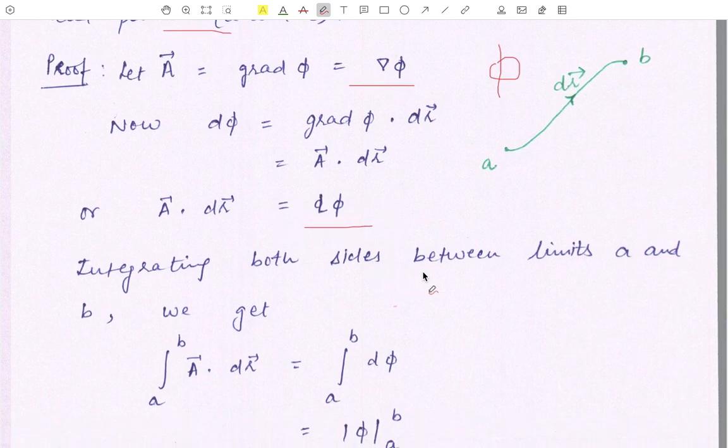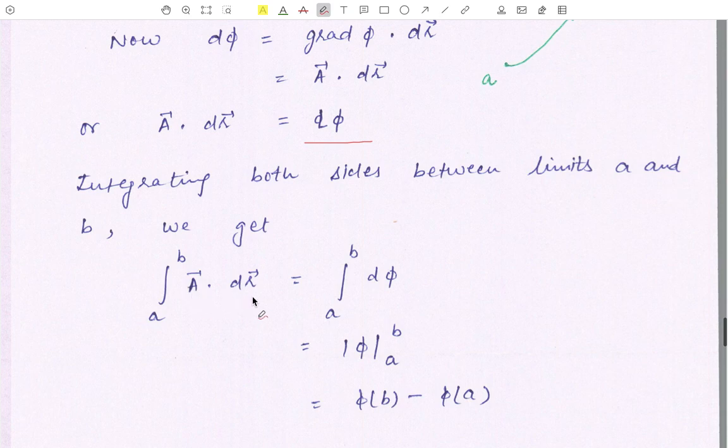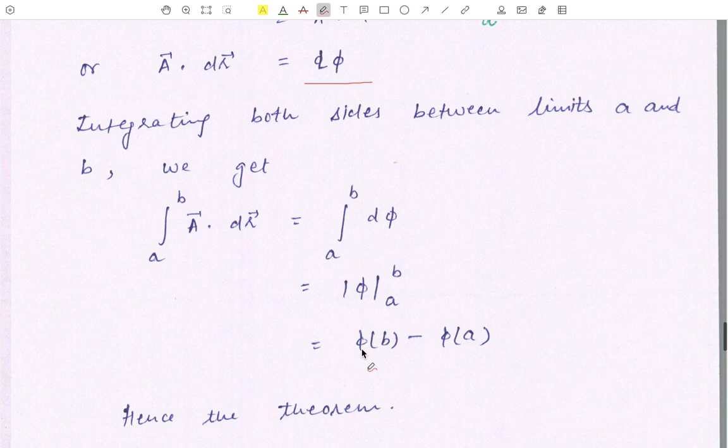Now integrate both sides between these limits A to B. We get integration A to B, A dot dr vector is equal to integration A to B d phi, and integration of d phi will be equal to phi between the limits A to B, and we get phi of B minus phi of A. That is, this line integral of this gradient of a scalar function phi depends only on the value of phi at position B and at point A, and it does not depend upon the path followed. Hence our theorem is proved.